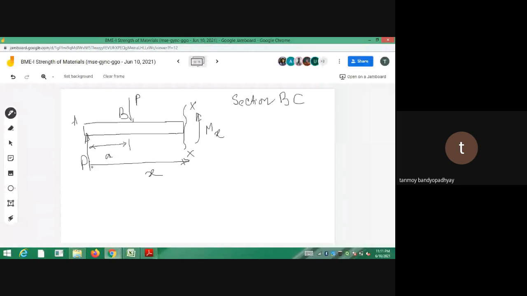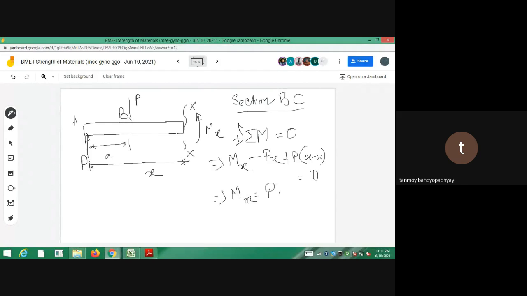So if I write a moment balance equation, sigma M will be equal to 0. So I will be having Mx. What will be the moment of this force? That will be clockwise, so minus Px, and for this force it will again be anti-clockwise, so plus P into x minus a, that is equal to 0. So I should be having Mx is equal to Pa. As you can see, for the portion BC, the moment is constant and equal to Pa. Okay? And similarly the last part you complete by yourselves.